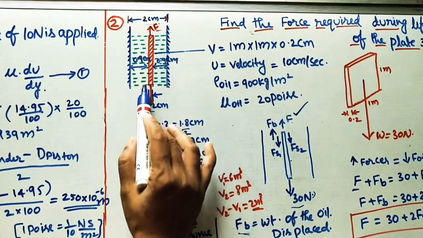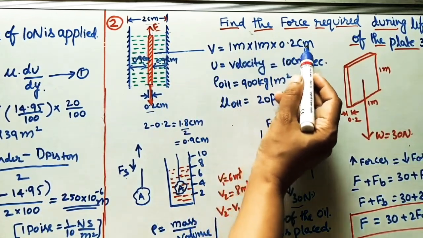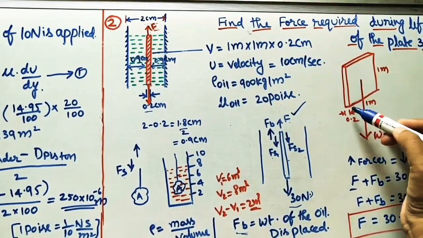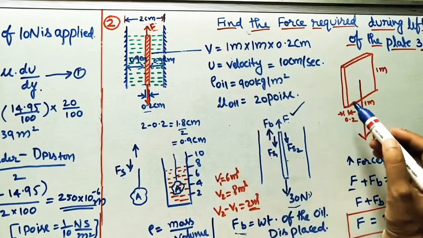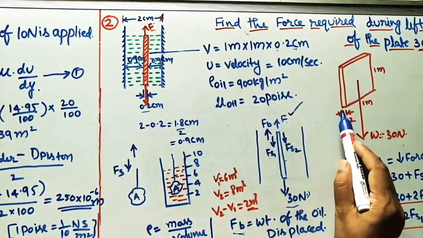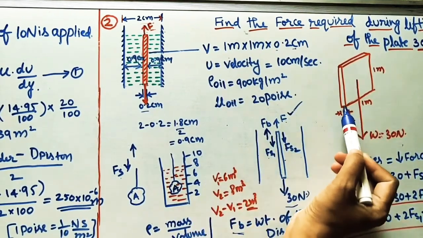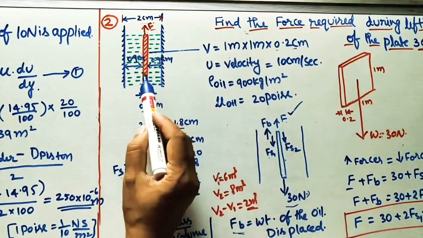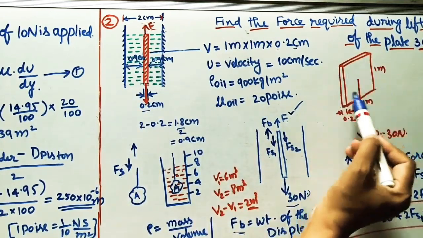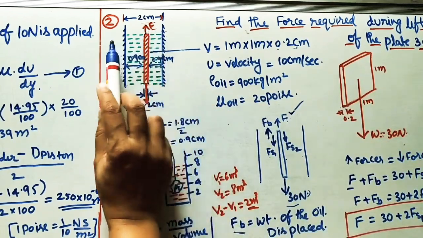The dimensions of this thin plate are given. Volume is given as 1 meter by 1 meter into 0.2 centimeter. If you take the diagram in 3D form, 1 meter by 1 meter means it is a square plate, and 0.2 centimeter thickness means this is the thickness. In the problem, he has given that a thin plate is immersed in this given oil. Thin means 0.2 centimeter is the thin side of this given plate. So we have to keep it like this at the middle of this gap.